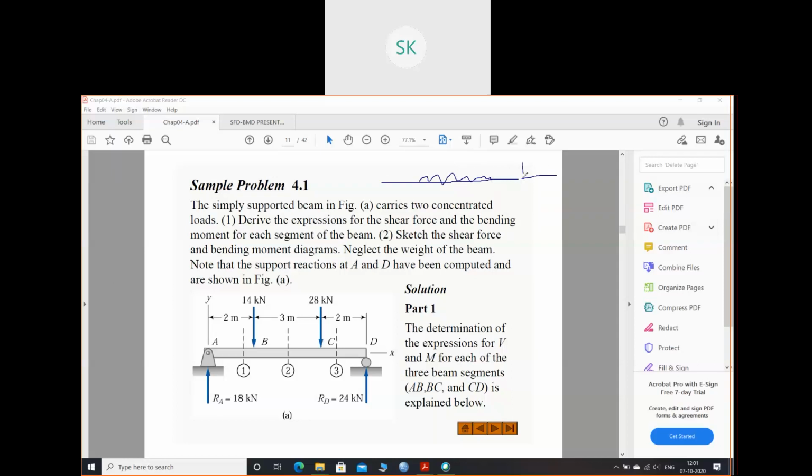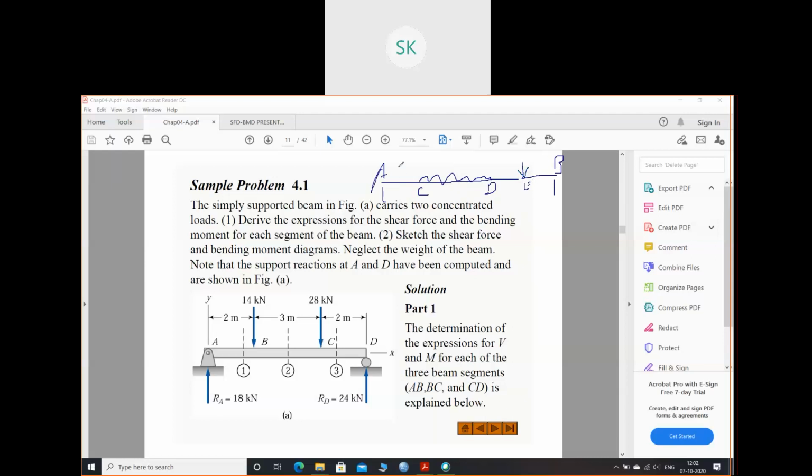Here you have a point load, and this is also a simply supported beam. There is a UDL for some distance. There is a point load. Here you have A, B, this is C, D, and this is your E.